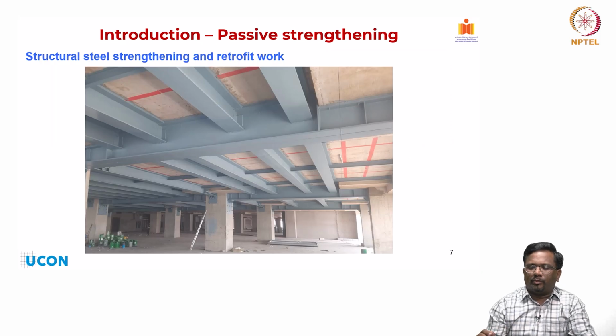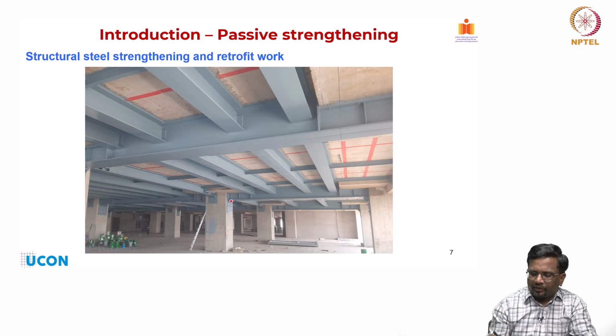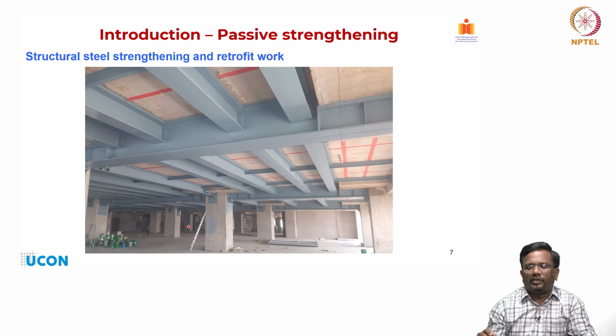Now, one more example of a passive system, you can see here that for additional strength and stiffness, several I sections have been added to this flat plate system, and you can also see here these steel corbels have been added. So, all these things are actually passive systems, right.